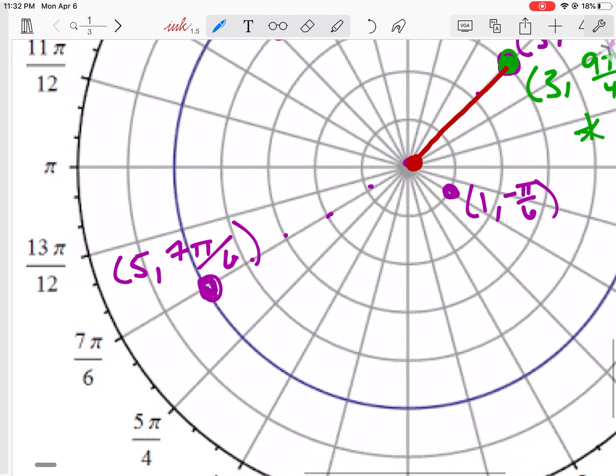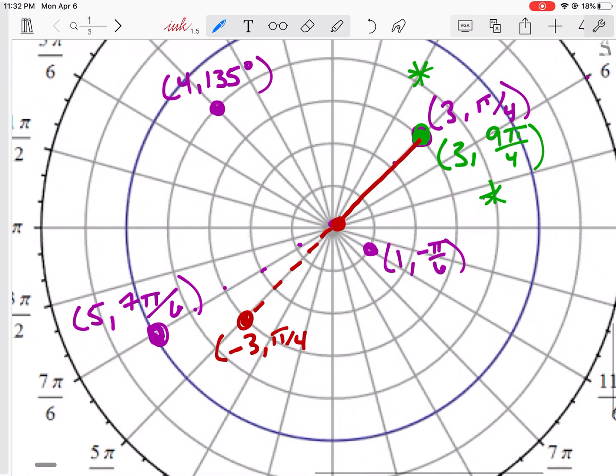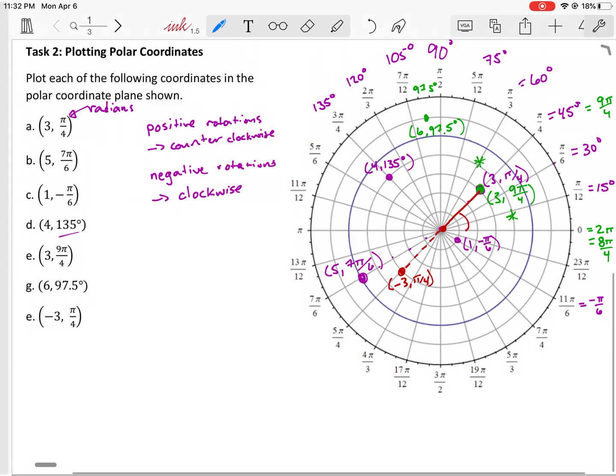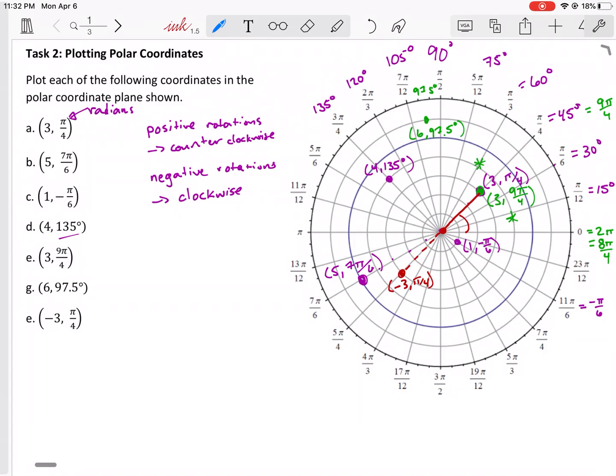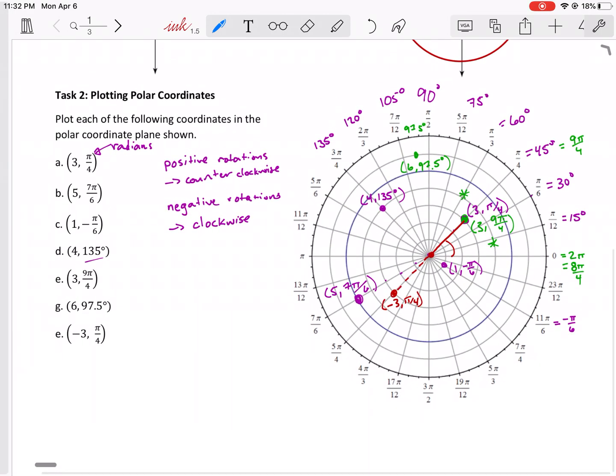So negative 3 should end up out here. So this is our point, -3 comma pi over 4. It has this same angle right here of pi over 4, but we just went the other direction from the origin. That's how we can plot polar coordinates when we actually know what the polar coordinates are.